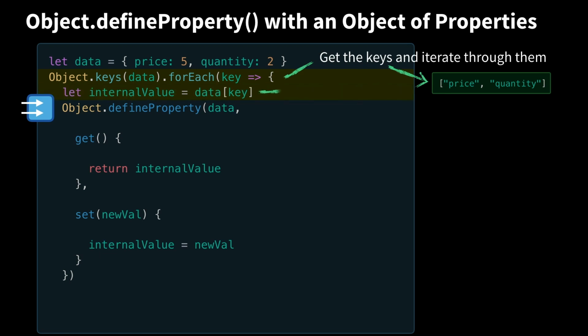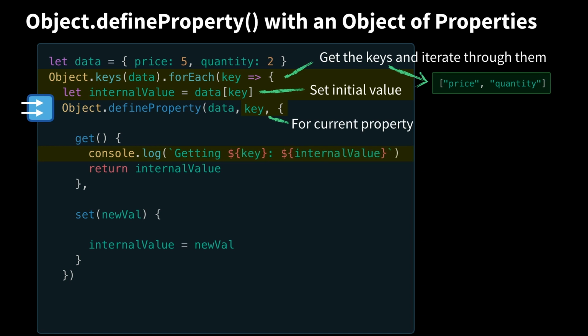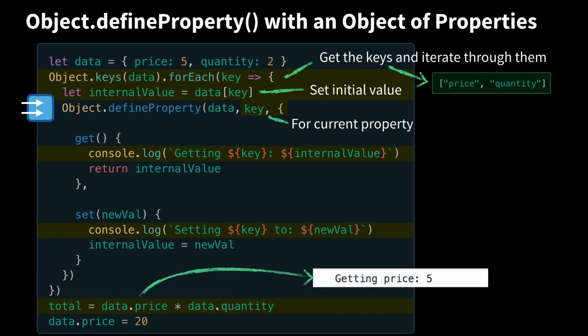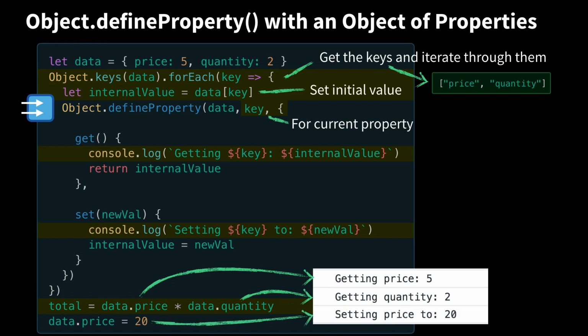We'll then set our internal value to the initial value of that property. We'll call define property for our current key. We'll log this out properly, and then we'll set it properly. Nothing else changes. Then let's see what happens when we total our price times quantity and then set the price. If we ran this code, the moment it called data.price, we would see getting price. The moment it called data.quantity, we would see getting quantity. And when we set the price, we would see setting price to 20.